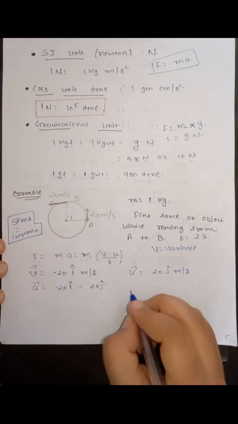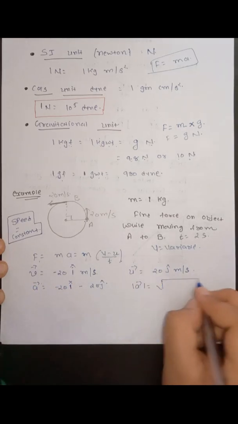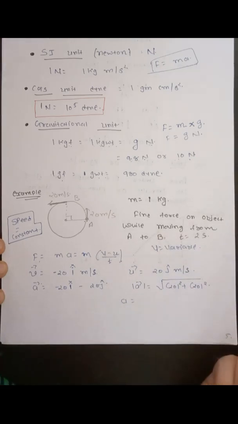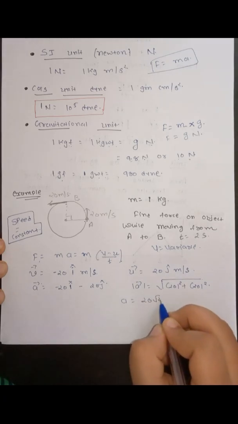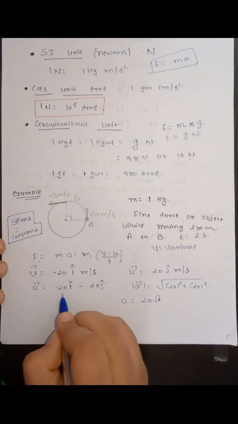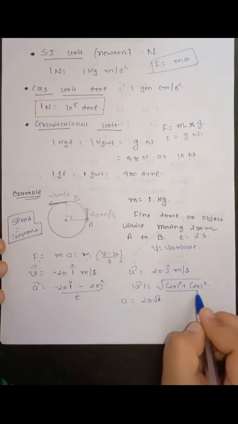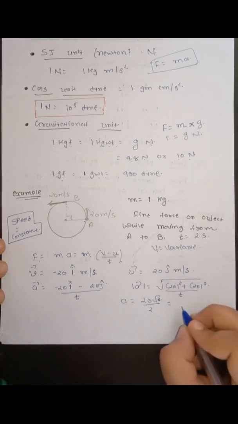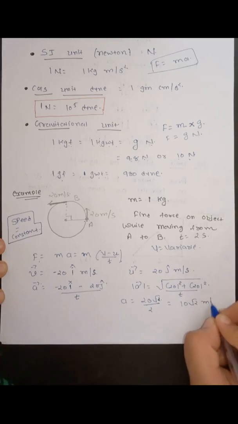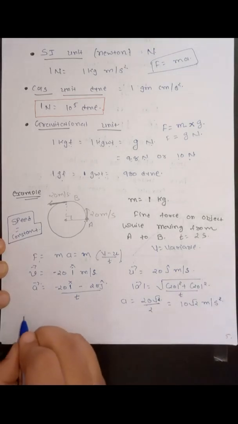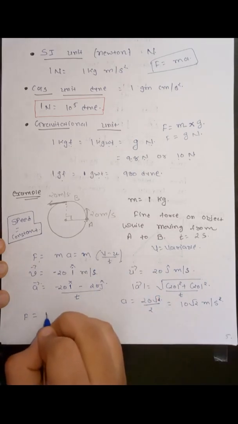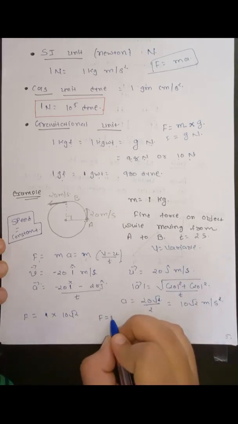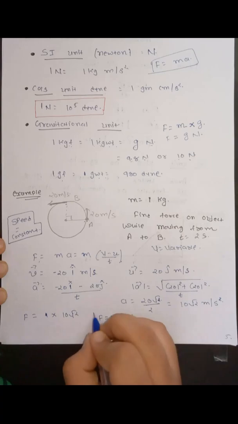If we find the magnitude of acceleration, that will be under root 20 square plus 20 square. So magnitude of acceleration will be 20 root 2. It is v minus u upon t, so divided by t. The time is 2 seconds. So magnitude of acceleration will be 10 root 2 meter per second square. So force will be equal to mass, 1 kg, into acceleration 10 root 2. So force is equal to 10 root 2 Newton.